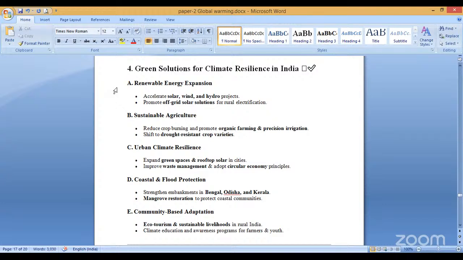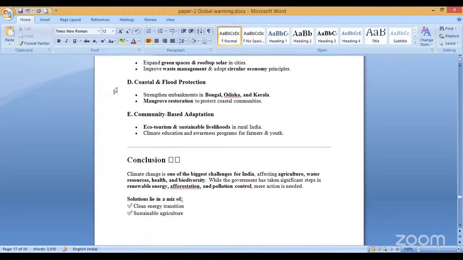And the next one is coastal and flood protection. So not food production, that is flood protection. Strengthen resilience in Bengal, Odisha, and Kerala, and mangrove restoration to protect coastal communities. Community-based adaptation, ecotourism, sustainable livelihoods in rural India, and climate education and awareness programs for farmers and youth.